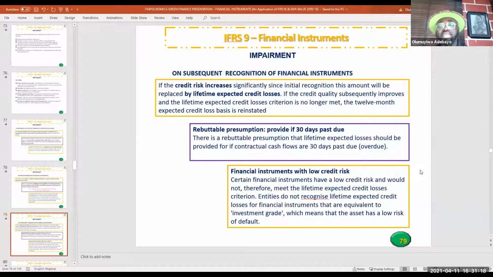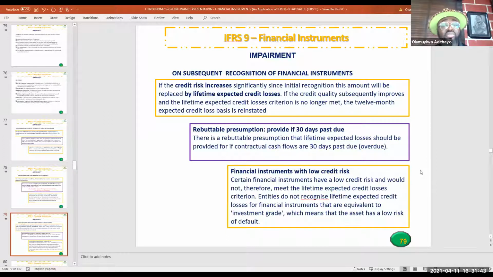Okay, financial instruments with low credit risk. Certain financial instruments have a low credit risk and would not therefore meet the lifetime expected credit loss criteria. Entities then do not recognize lifetime expected credit losses for financial instruments that are equivalent to investment grade, which means that those kinds of assets have low risk of default.